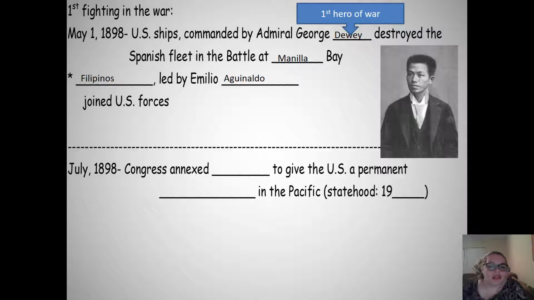Okay. July of that year, Congress annexed Hawaii, specifically to give the U.S. a permanent naval base in the Pacific, so that we didn't have to worry about going down around South America anymore. Hawaii officially becomes a state in 1959.